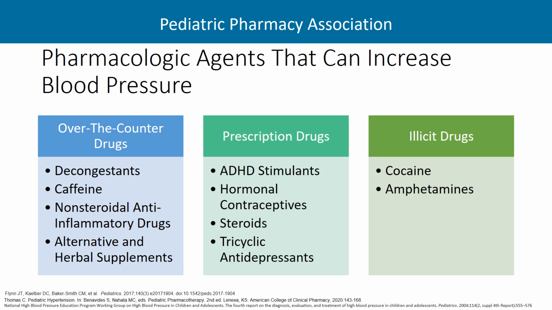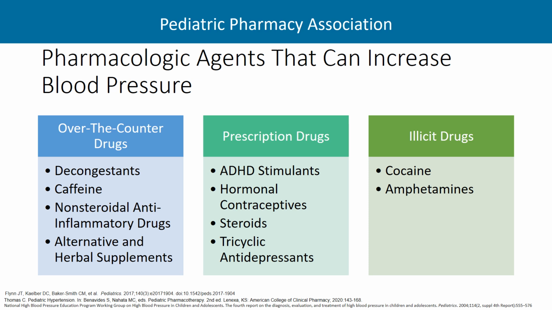And then let's go ahead and review the pharmacologic agents that can increase blood pressure. Of course, we have over-the-counter drugs such as decongestants. So a lot of times I think about pseudoephedrine that's available behind the counter, caffeine, of course, as well. So, if someone is diagnosed with hypertension, we want to discourage the use of caffeine pills and also limiting caffeine consumption as part of the diet.